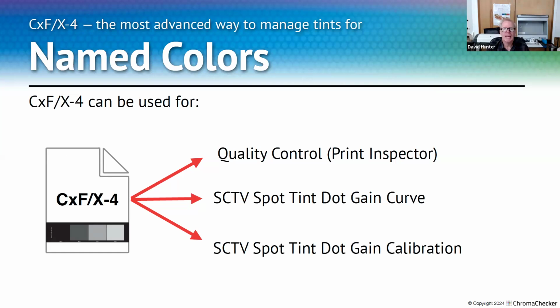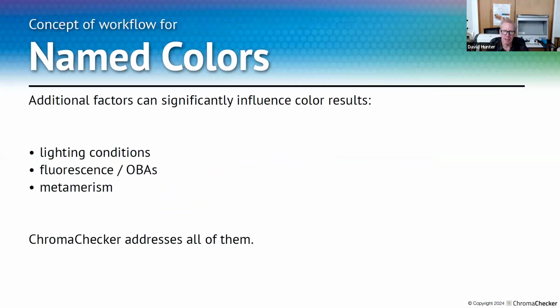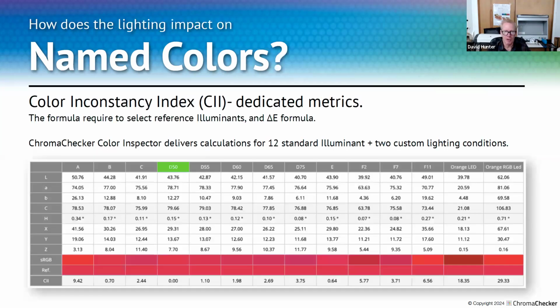And of course, you can't even do this unless you have spectral data. So going back to that second slide, try to do all your spot definitions in spectral so you have the ability to do this type of thing. Other capabilities that named colors give you have to do with lighting conditions, fluorescence, and metamerism. So I'm going to talk in a little more detail about all these.